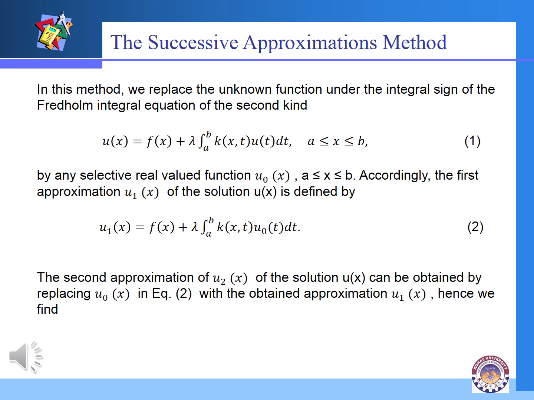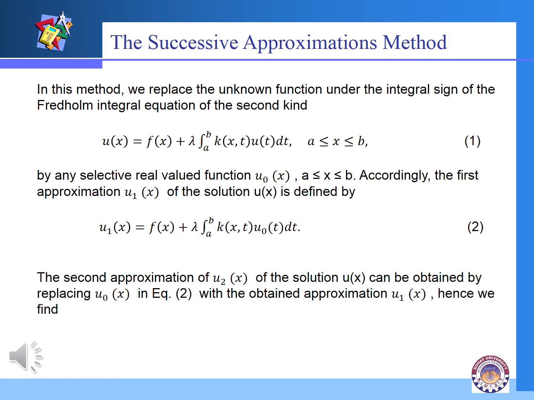Initially, we consider the predominant integral equation of second kind defined in 1, where in 1 k of x,t represents the separable kernel and u is the unknown function to be determined. In this method, we replace the unknown function under the integral sign, which is basically u of t, by any selective real valued function u0 of x, where x lies between a and b. Accordingly, the first approximation u1 of x of the solution u of x is defined in 2.